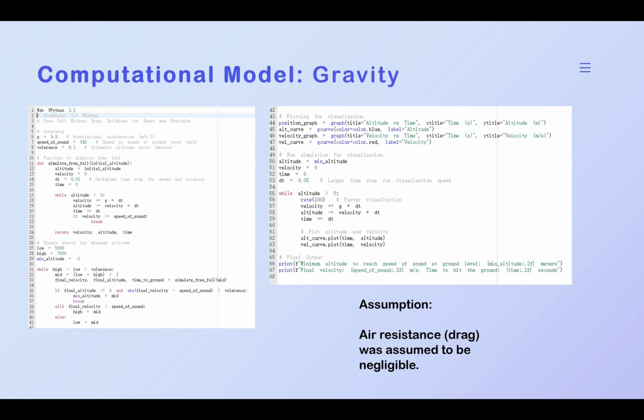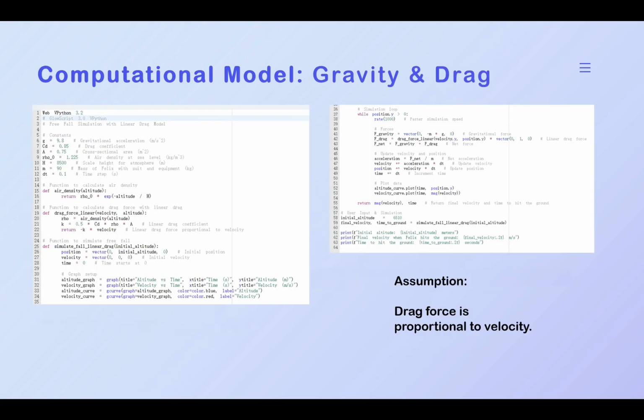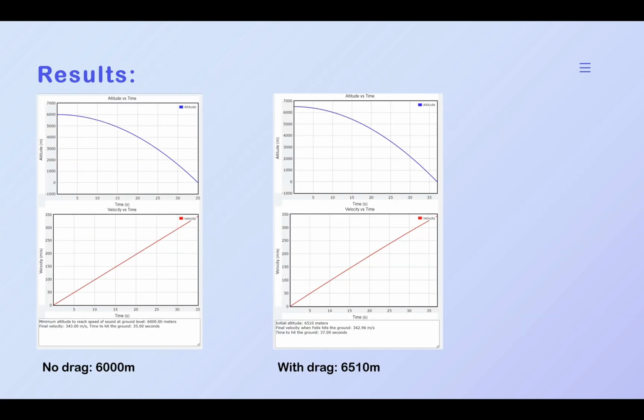These are the codes for the first computational model, and the assumption we made here is that air resistance, or the drag force, was assumed to be negligible. And this is the code for the computational model considering drag force, which differs from the previous code in that I manually entered different heights to try to get the final speed in order to minimize the amount of computation, rather than using a loop to try all the numbers in the range. And the assumption we made here is that drag force is proportional to velocity.